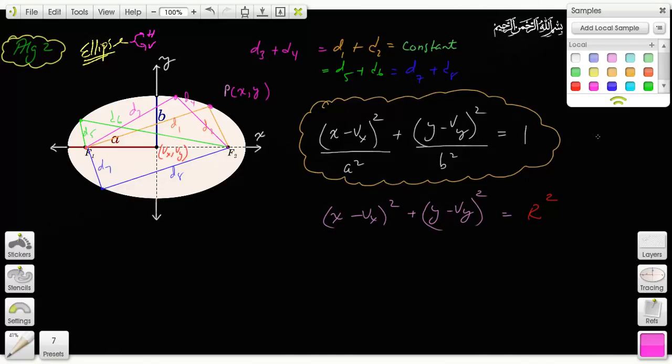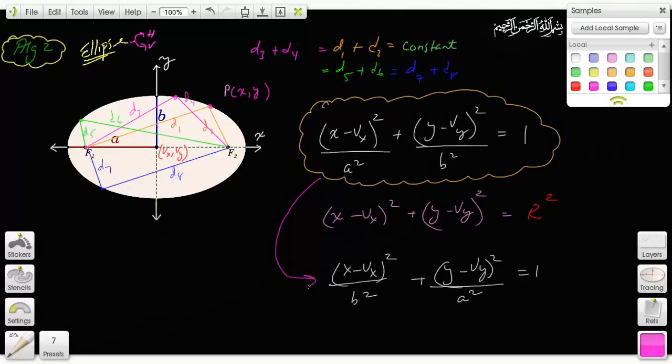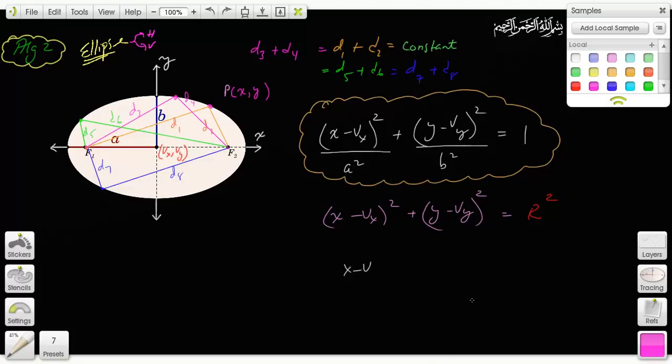Now, what I mean by that is they would have, for example, an equation like this. Now compare these two equations. x minus Vx squared over b squared plus y minus Vy squared over a squared. What has happened is basically they have flipped this over here, okay? And they would say that this is the equation for a vertical ellipse, okay? Now, that's redundant. That is just confusing the poor student. At least it would confuse me.